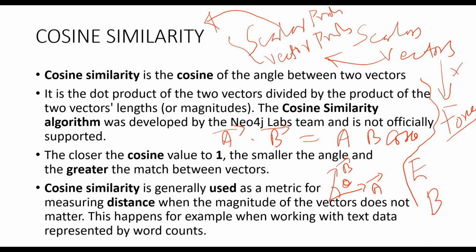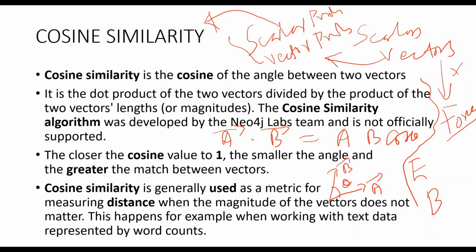The cosine similarity is the cosine of the angle between two vectors. It is the dot product of two vectors divided by the product of the two vectors' magnitude. The cosine similarity algorithm was developed by the Neo4j labs team, and it is not officially supported.